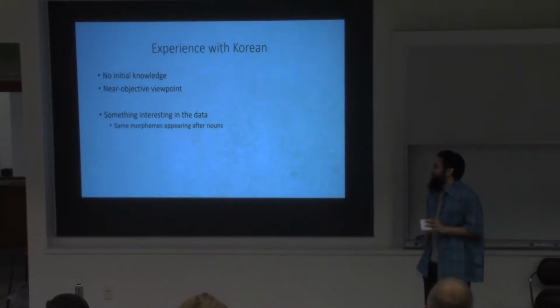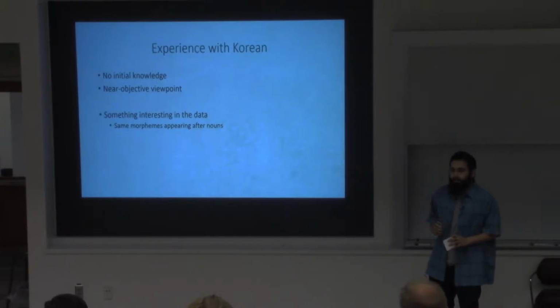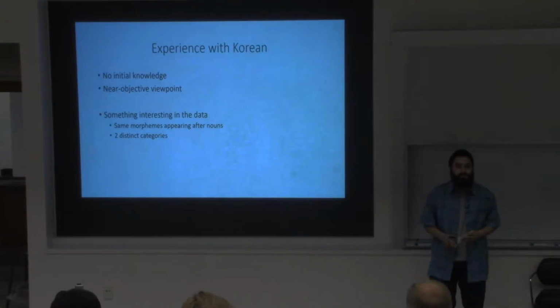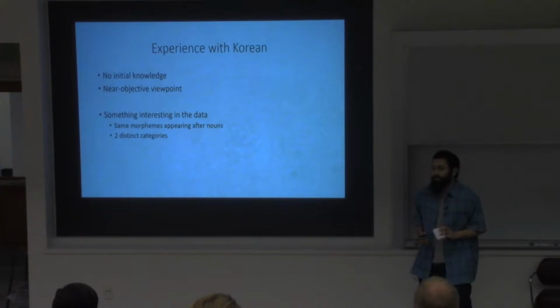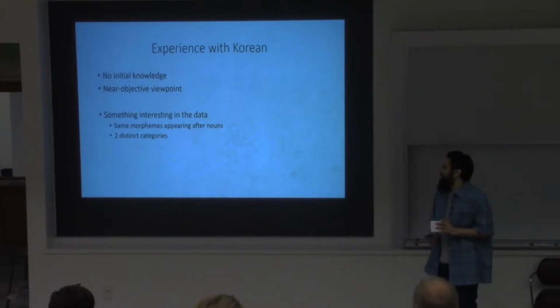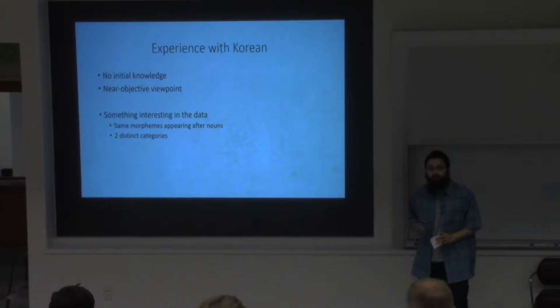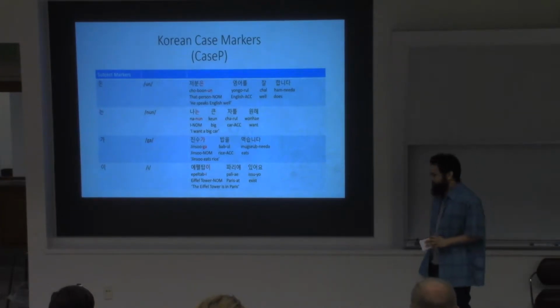There were the same group of morphemes appearing after nouns. And after writing these morphemes down, I realized I can group them into two distinct categories. One where the morphemes follow objects, and one where the morphemes follow subjects. And after looking at that, I thought, could these be grammatical case markers?